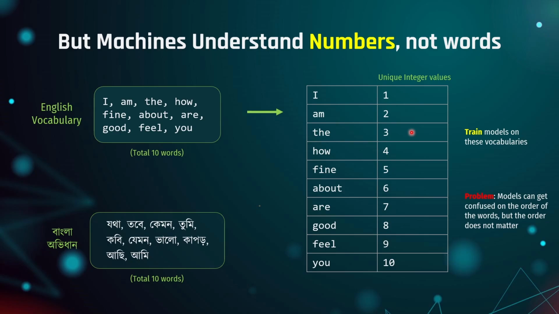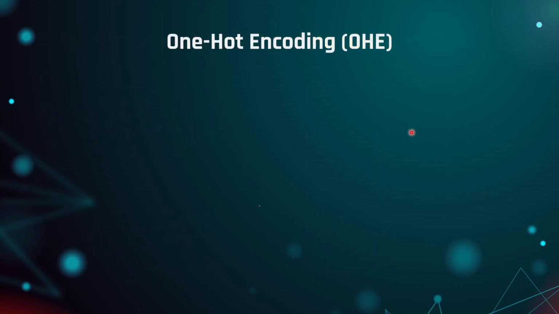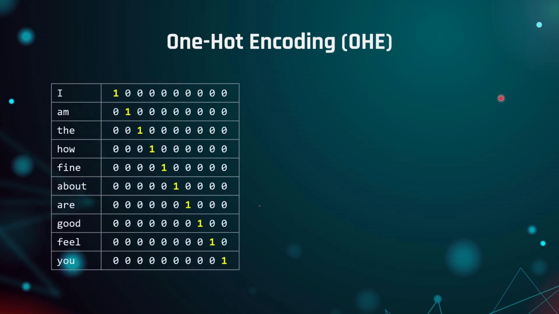So we have to represent these words in such a way that our seq to seq model doesn't get confused and doesn't take the order of these words into account. We have to make the words independent of their ordinal relationship. The simplest way to get rid of this ordinal relationship is one hot encoding, or OHE. In this case, we represent our vocabulary words with the help of binary vectors.